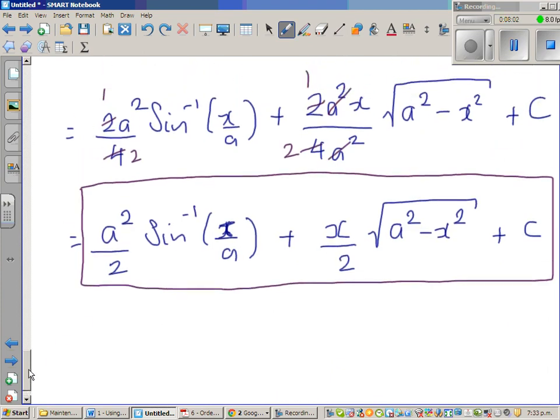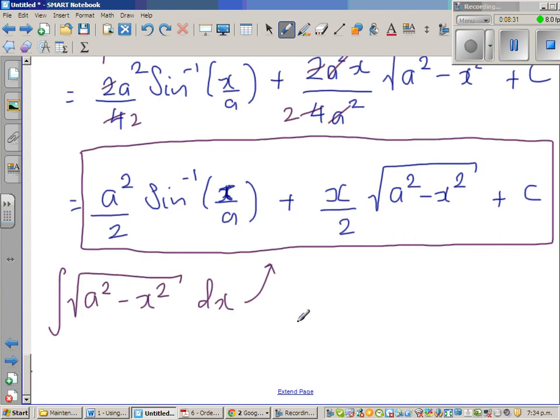So we can say the integration of square root of a squared minus x squared dx is equal to a squared over 2 times sine inverse of x over a, plus x over 2 times square root of a squared minus x squared, plus c. This is a very useful formula which can be used in many results where you have to prove. So I want to make a next video, where I'm going to use this to prove that the area of an ellipse centered at 0, 0 is pi AB.